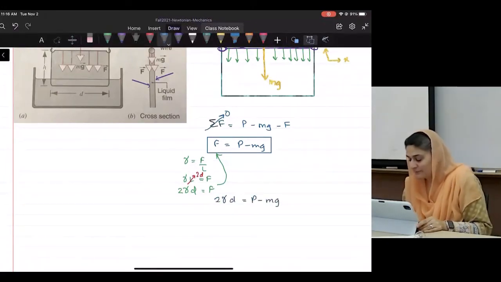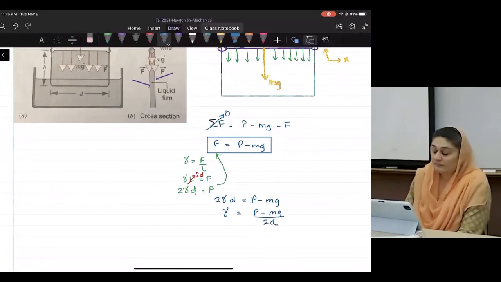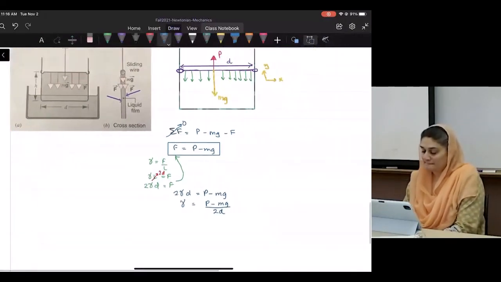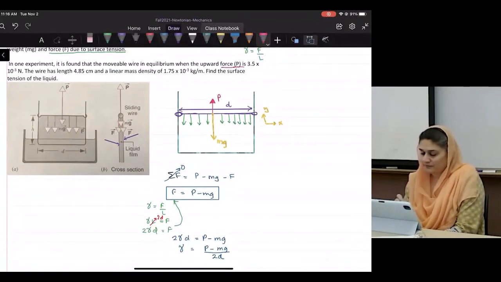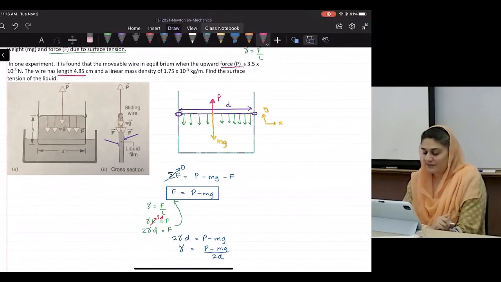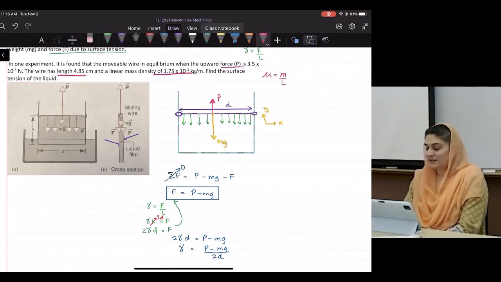What am I looking for? Gamma will be P minus mg over 2D. Do they give me P? Yes. Do they give me length? Yes. Do they give me linear mass density? Oh, what is linear mass density? M over L? Can I find M from there? Plug them in and you're done.